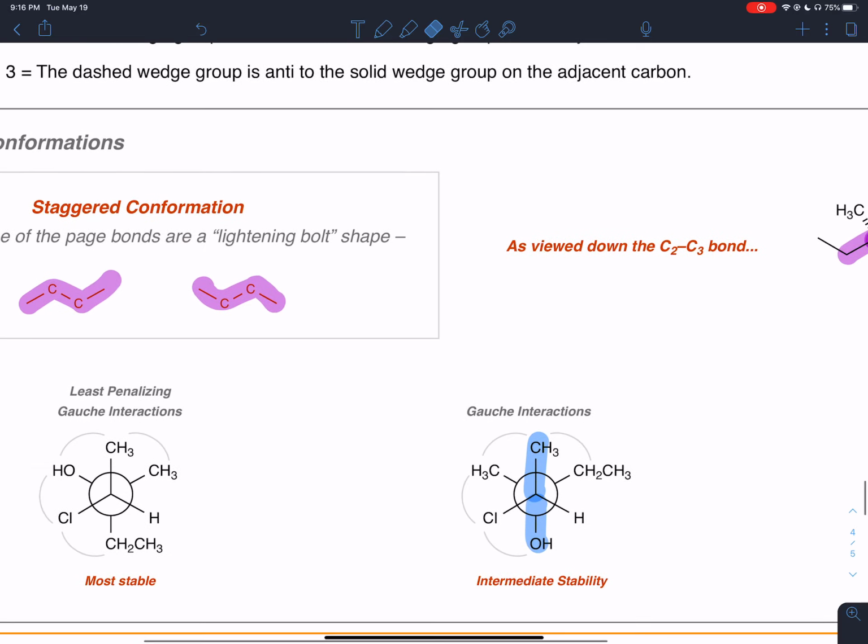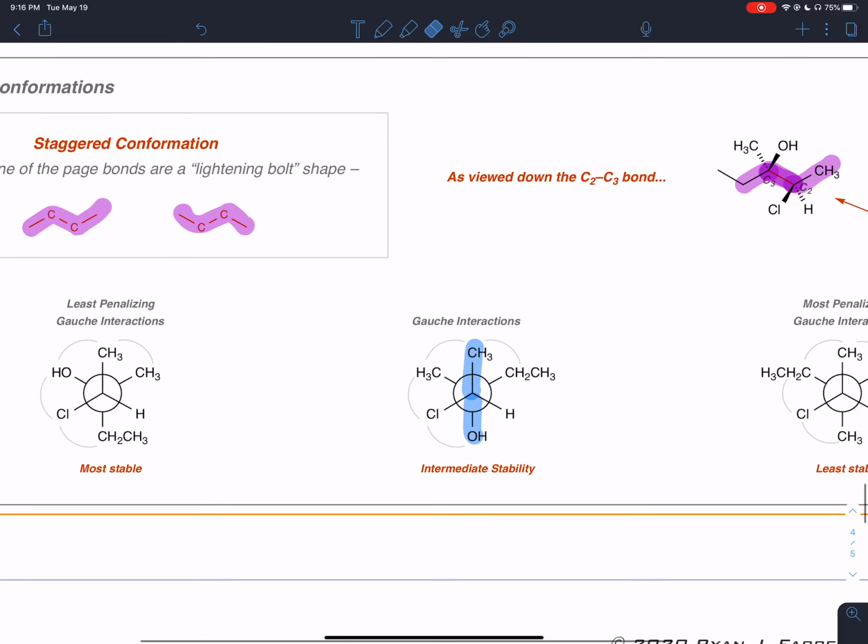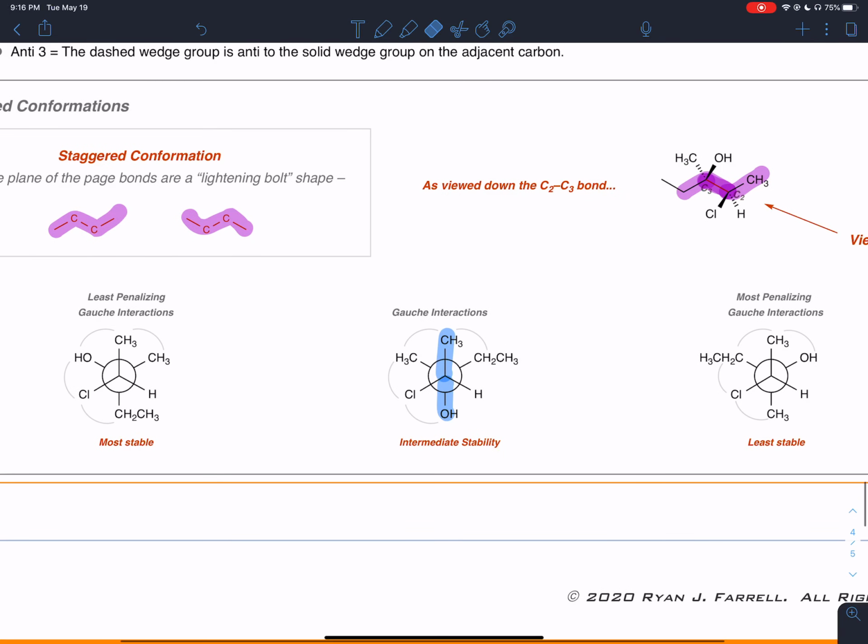All right? Now, what we're going to do is look at the relative steric penalty in each of these structures, okay? What you're going to do is look at the relationships and interactions of the groups. And we have this steric notation of these two groups are gauching. These two groups are gauching. Gauche, gauche. Gauche interactions occur between two non-hydrogen groups that have a 60-degree dihedral angle.